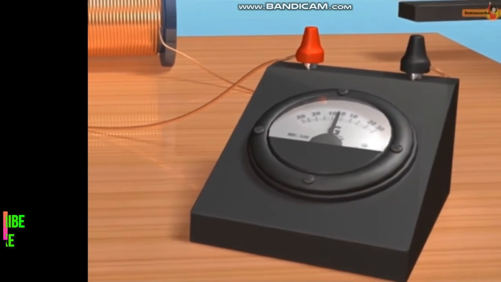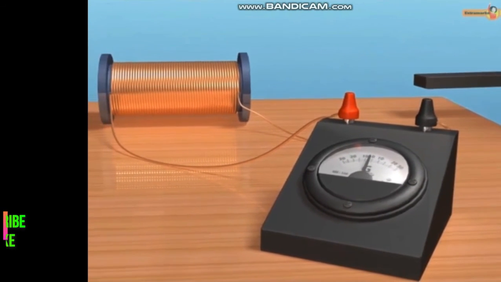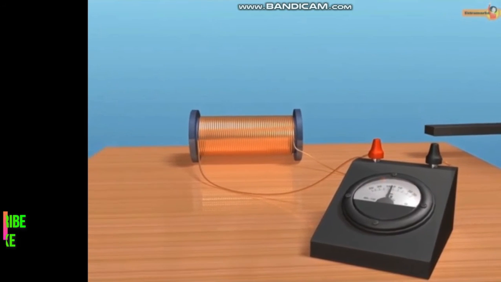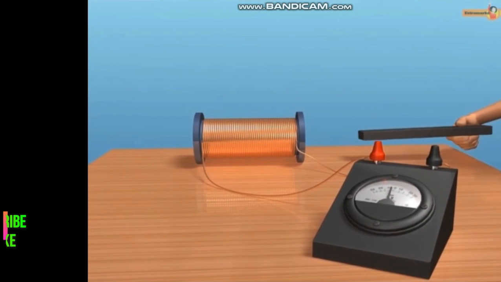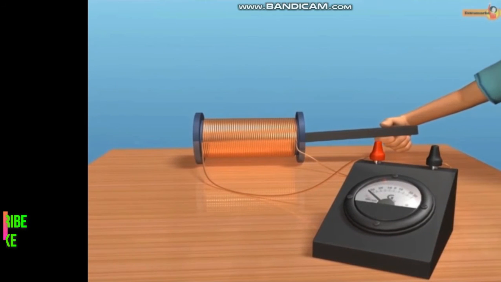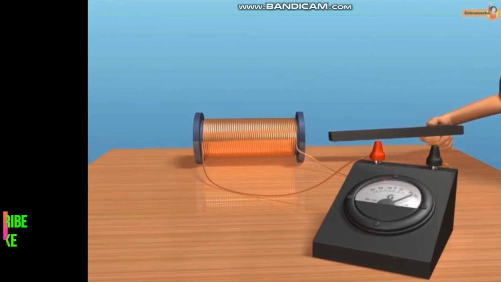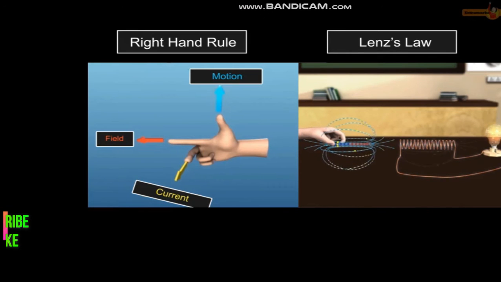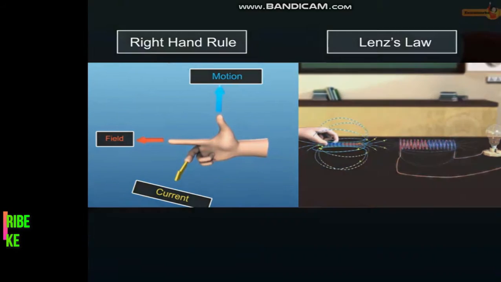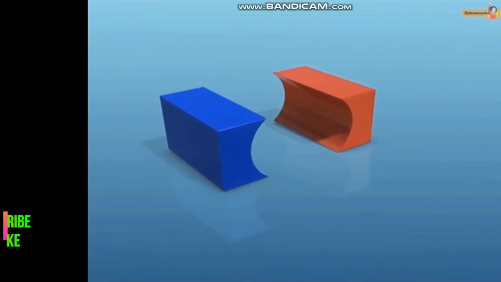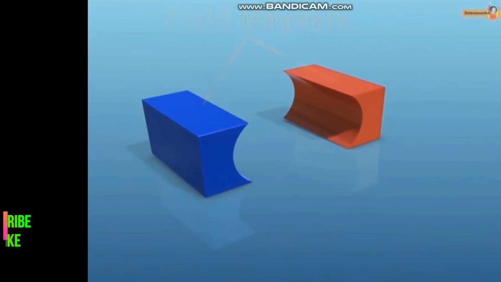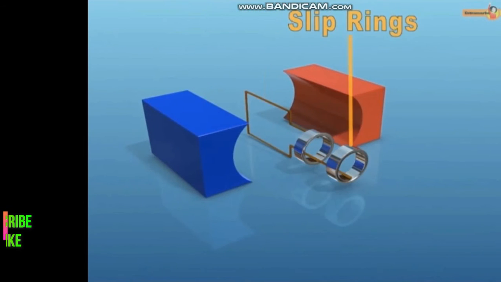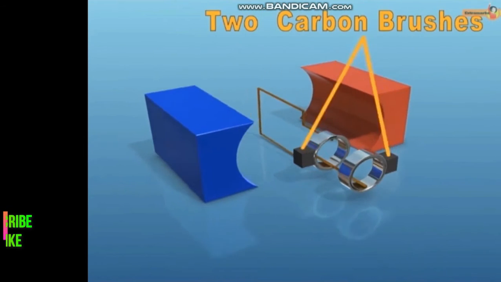The AC generator works on the principle of electromagnetic induction, according to which the change in flux linked to a coil induces an electric current in the coil. The direction of the induced current in the coil can be interpreted by using either Fleming's right-hand rule or Lenz's law. The setup of an AC generator consists of field magnets, an armature, 2 slip rings and 2 carbon brushes.